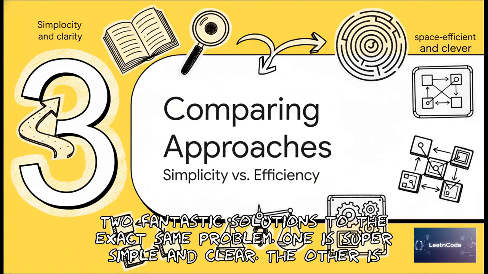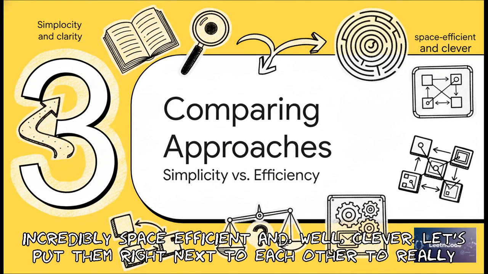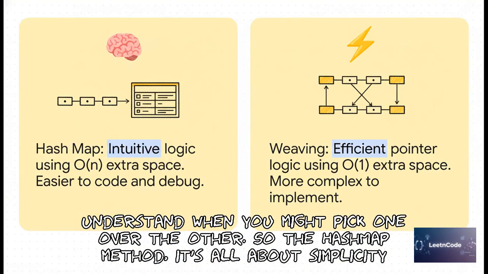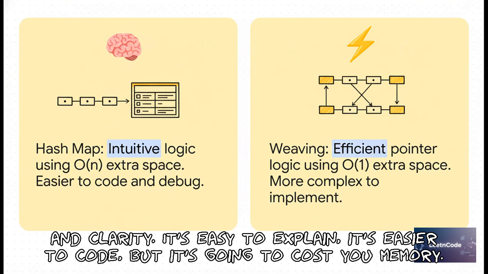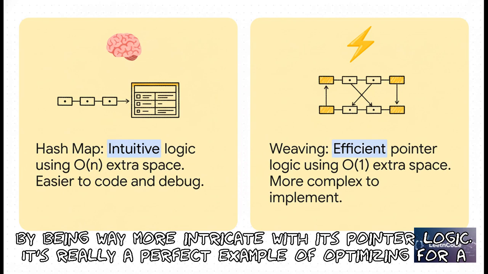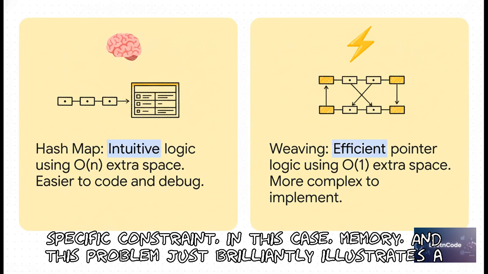So there you have it, two fantastic solutions to the exact same problem. One is super simple and clear, the other is incredibly space efficient and, well, clever. Let's put them right next to each other to really understand when you might pick one over the other. So the hash map method, it's all about simplicity and clarity. It's easy to explain, it's easier to code, but it's going to cost you memory. The weaving method, on the other hand, is just a masterclass in efficiency. It saves all that space by being way more intricate with its pointer logic. It's really a perfect example of optimizing for a specific constraint, in this case, memory.